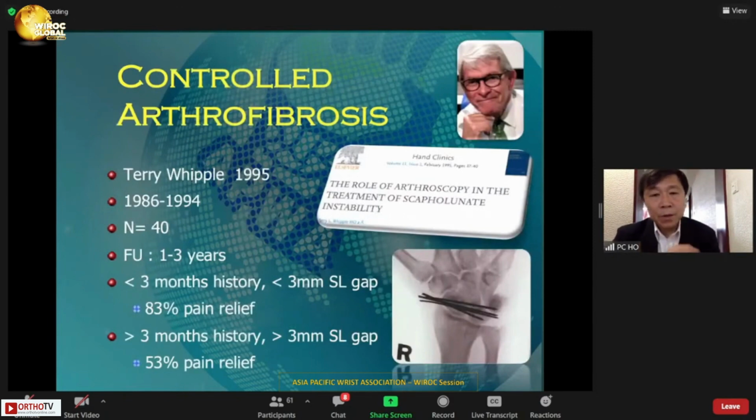In my time, when I started to encounter this problem, one technique was advocated by Terry Whipple: controlled arthrofibrosis, which means putting multiple K-wires across the scapholunate joint to induce arthrofibrosis. According to his study, if the injury is less than 3 months with a scapholunate gap of less than 3 millimeters, there is a good result of pain relief. But otherwise, the clinical outcome may not be as expected. So the timing and also the severity of the injury may dictate the result.